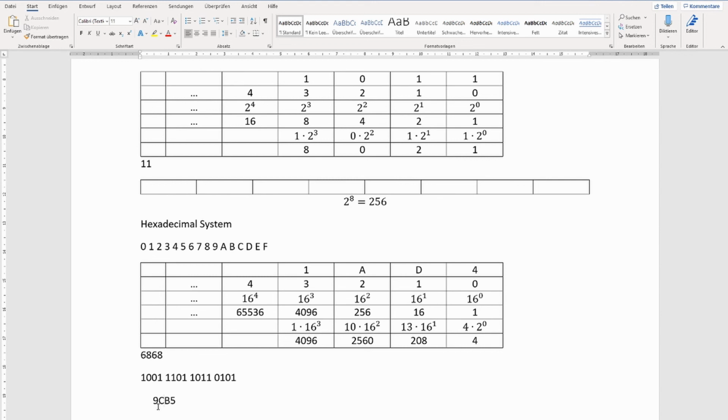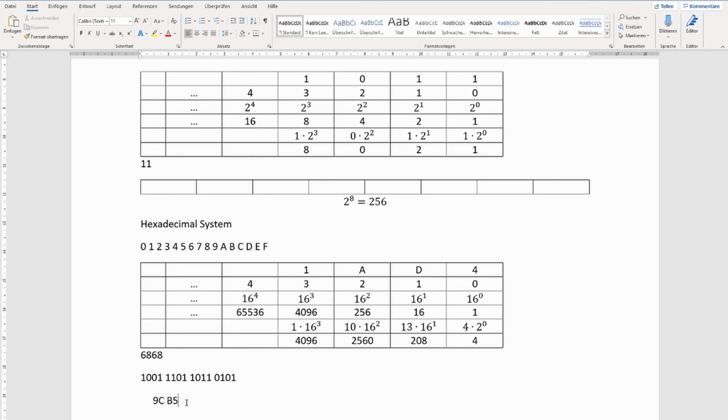And every two hexadecimal letters is exactly 1 byte. That's used very often. So this is a 2-byte number, first byte, second byte, and this nibble is a 5, this nibble is a B, this nibble is a C, this nibble is a 9. Okay? So this is why the hexadecimal system is used very often.